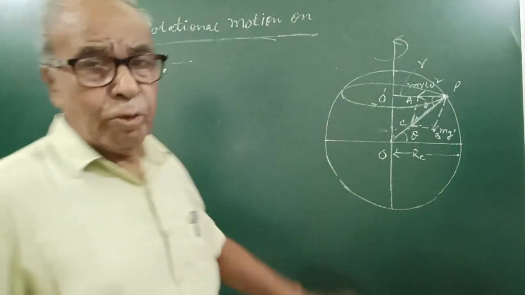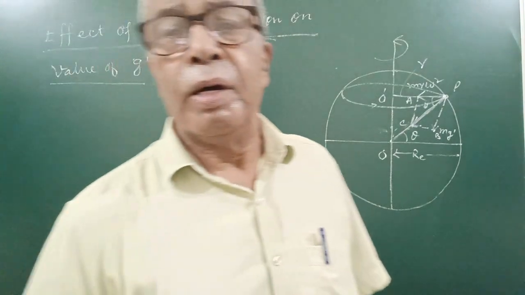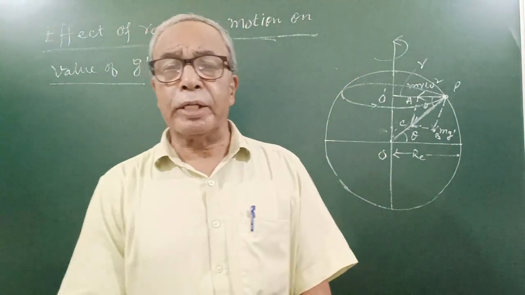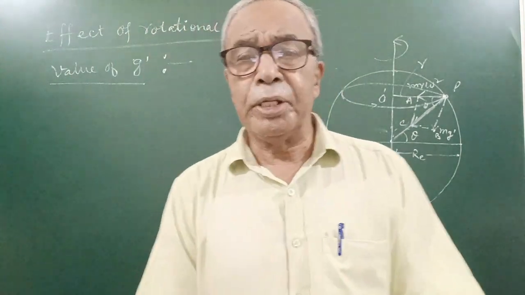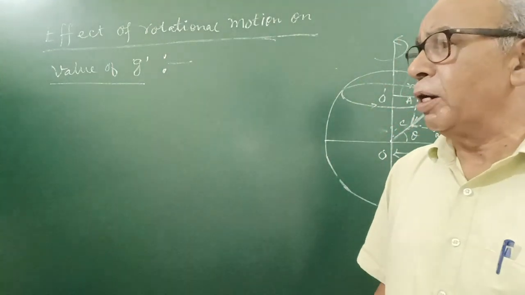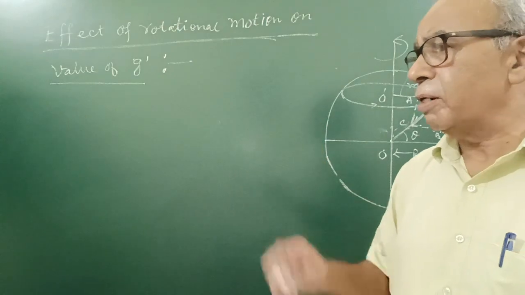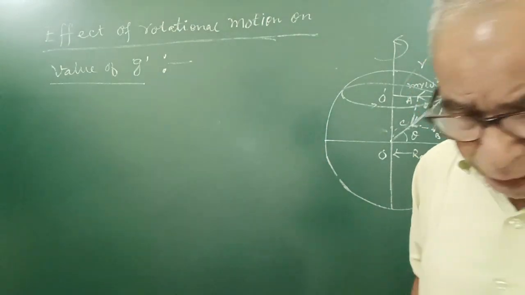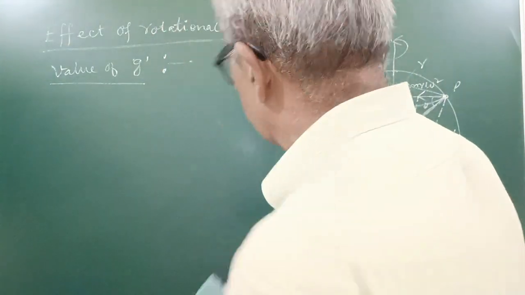Now, shape of Earth: I told you that actually Earth is not exactly spherical. It is oval in shape, and hence the equatorial radius is longer than the polar radius. Due to that, the effect on the value of g was maximum at the poles and minimum at the equator.